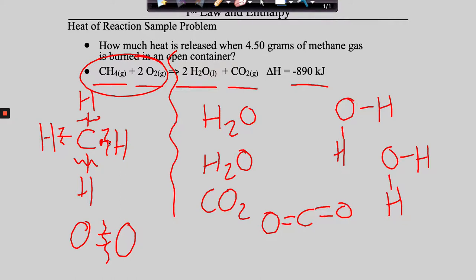What do y'all think? Sitting better now? Breaking bonds, energy in, typically reactants. Forming bonds, energy out, typically products. The difference between those is the delta H.